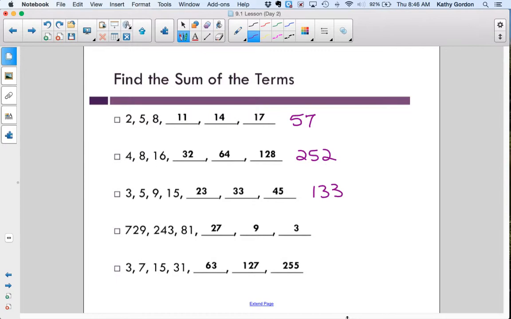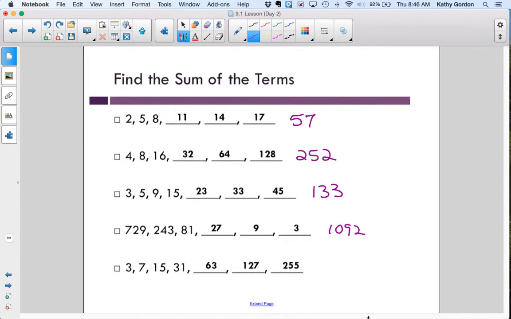729, 243, 81, 27, 9, 3. Those are supposed to have negatives in front of them. But they didn't, so just add these up. That's fine. What did you get, Casey? 1092.